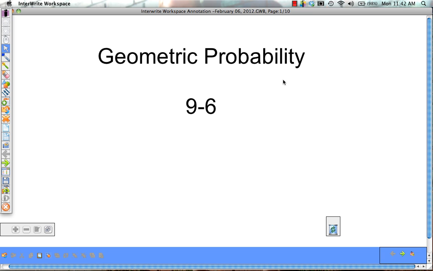You have learned about probability for a few years now. Let's apply this to geometry and look at geometric probability.